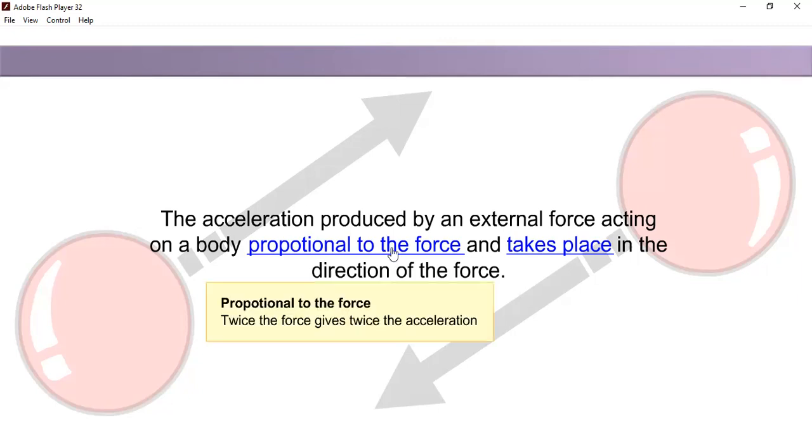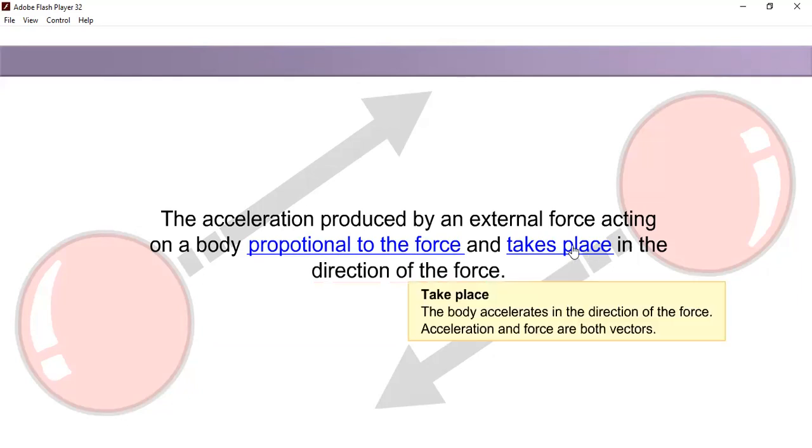Proportional to the force means that twice the force gives twice the acceleration. When the force increases, the acceleration also increases at the same rate. And taking place in the direction of the force means the body accelerates in the direction of the force, and acceleration and force are both vectors.